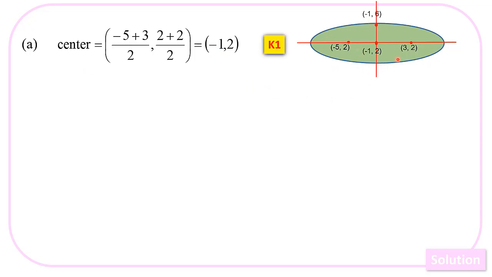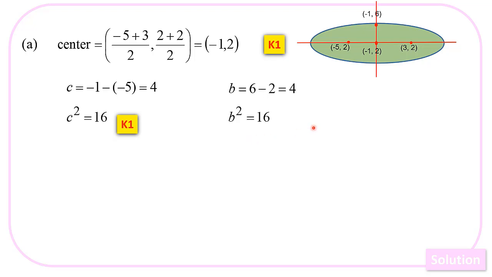And then from the diagram here, we can clearly see that the distance between the center and the foci, which is equal to C, is -1 minus -5, which is equal to 4. So for that, we have K1. And then, from here also, we can find the vertical distance between the center and the vertex. So that is the value of B. So here, B is equal to 6 minus 2, which is 4. So we have another K1.